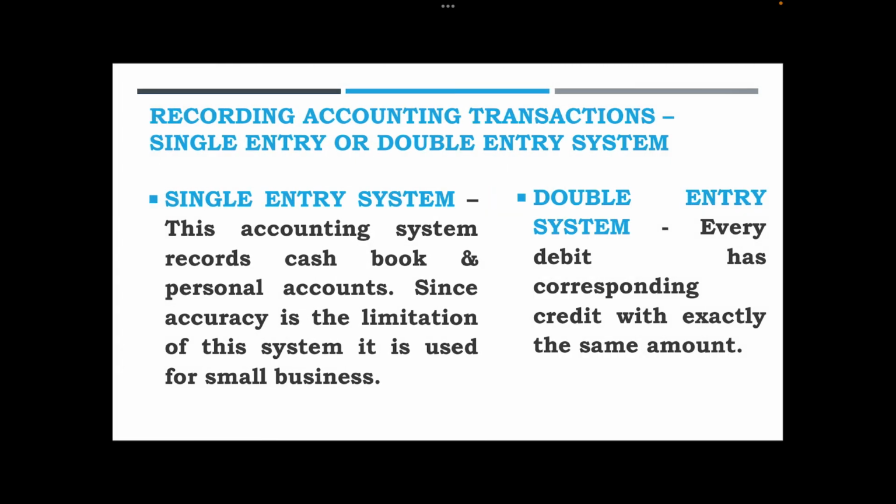Now this recording of accounting transactions, there are two systems. One is the single entry system and the other is the double entry system. Now सिंगल एंट्री सिस्टम कहाँ यूज़ होता है? तो if you have got a small, आपका अगर छोटा बिजनेस है तो you can opt for this single entry system, but the limitations are like accuracy for this is not always there. In double entry system, every debit has corresponding credit with exactly the same amount.